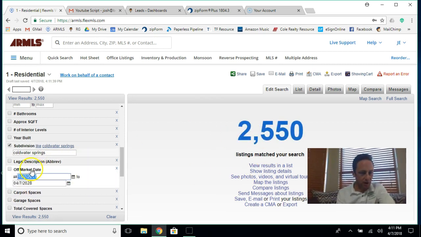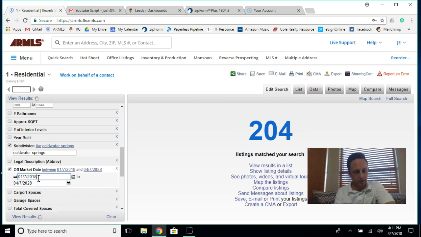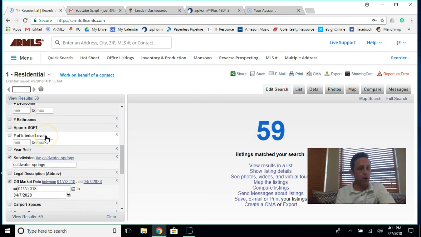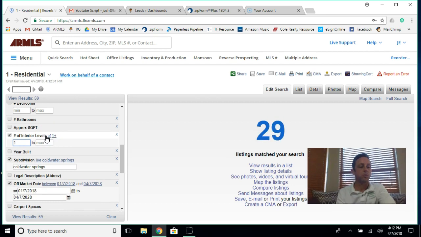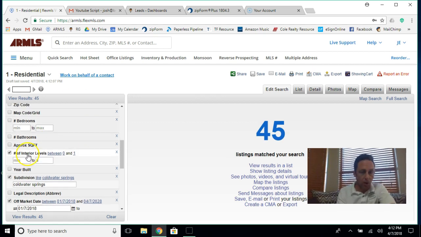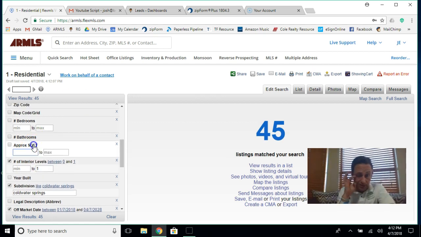So let's go ahead and choose our off-market date. Ideally, we have a hopping market at the moment, so I'm going to go since January of this year, and let's see what we got. 59, perfect. Now, the home in particular we are referring to is a one-story. So we want to make sure we are only comparing one-story homes. Okay, so we want to choose max, one story. Perfect, 45 homes.